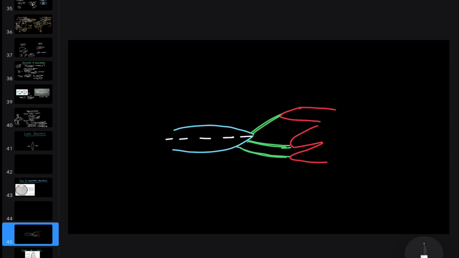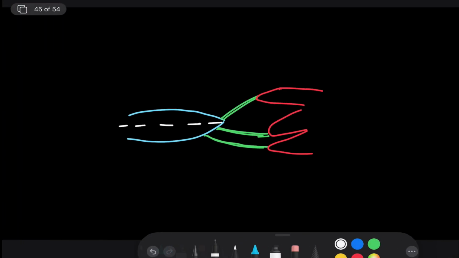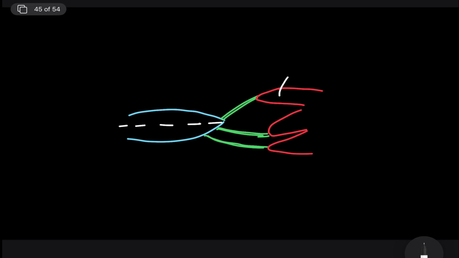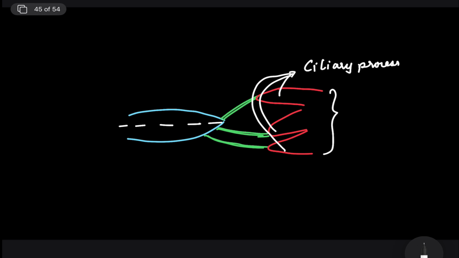Now let's talk about another interesting anatomical perspective as far as the lens and its attachments are concerned. Over here you can see that I have drawn an image. If you have been watching my videos, then you can already understand what these structures are. Let me label all of these. This entire thing is the ciliary body, and these over here are the ciliary processes.